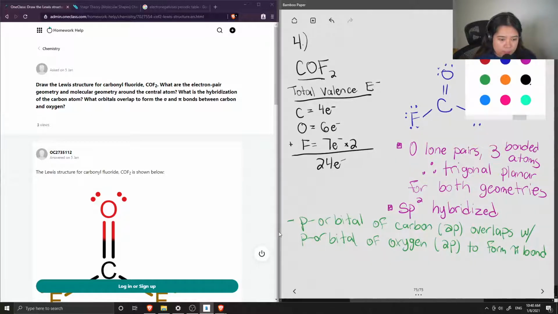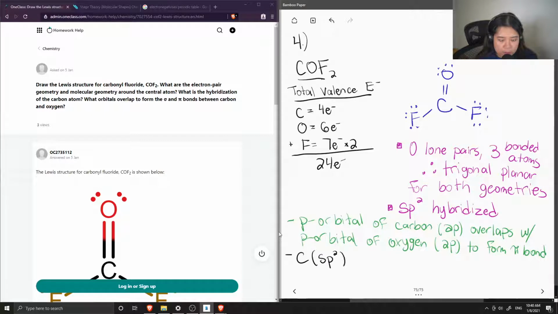And for the sigma bond, the carbon sp2 orbital and the oxygen sp2 orbital are used to form the sigma bond.